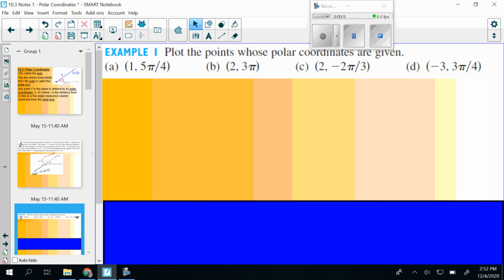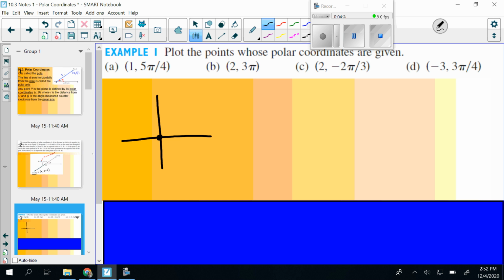All right, the next thing we're going to look at is plotting points when the polar coordinates are given. If you want to plot these points, what we're going to do first is figure out where that angle is taking us, and then measure out that far with the r value from the pole. So we would start with some kind of graph here. Let's do A first. We're starting with a graph. Here's our pole of 0.